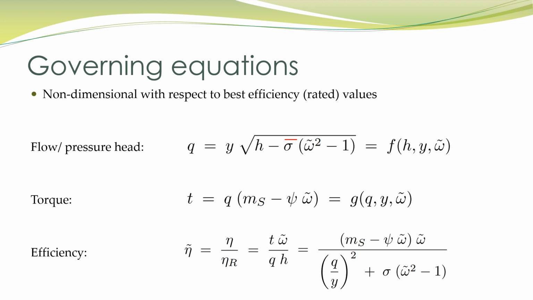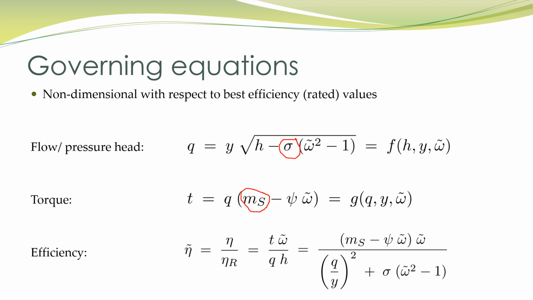So sigma here is a geometrical constant, which is defined by the main dimensions and the best efficiency point of operation. Ms is a specific starting torque. It's the non-dimensional torque when the rotational speed is 0.